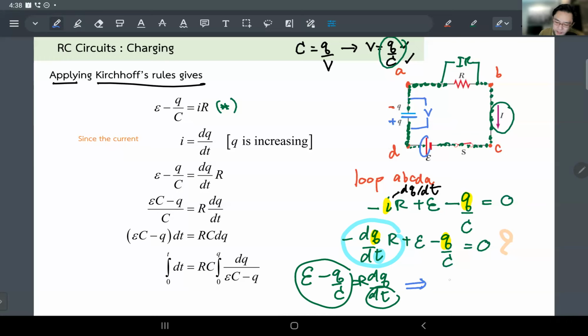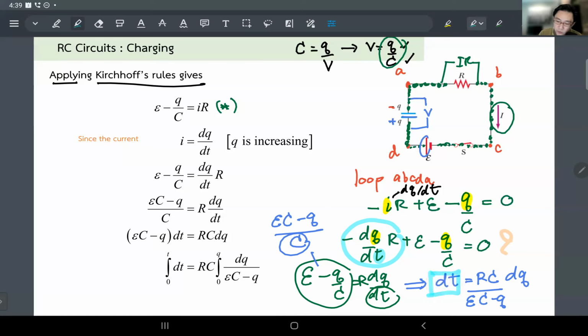There are a couple of ways you can do it, but maybe the most obvious one, just to showcase what I'm talking about, is this. I can have a common denominator, so let me write this as over C, and then you have epsilon C minus q. Cool. That means I can move C to the right-hand side, so I have RC dq over EC minus q. Can you see something here? You can see that now the left side of this whole thing is purely on t, on time.